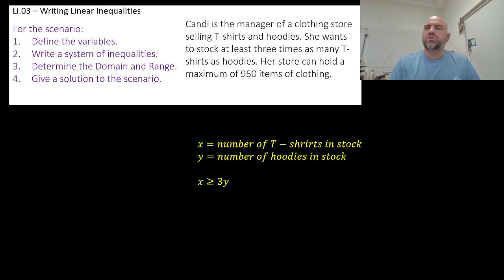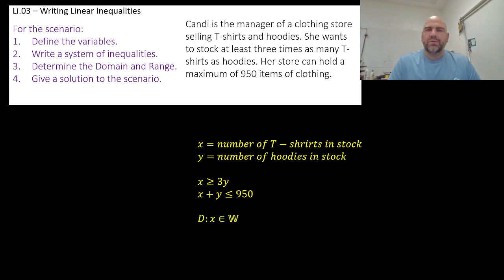Now, the second thing, we're told that her store can hold a maximum of 950 items of clothing. That means that if we combine the two together, x plus y, that number still has to be less than or equal to 950. So these are going to be our system of inequalities, which is going to make this context work.